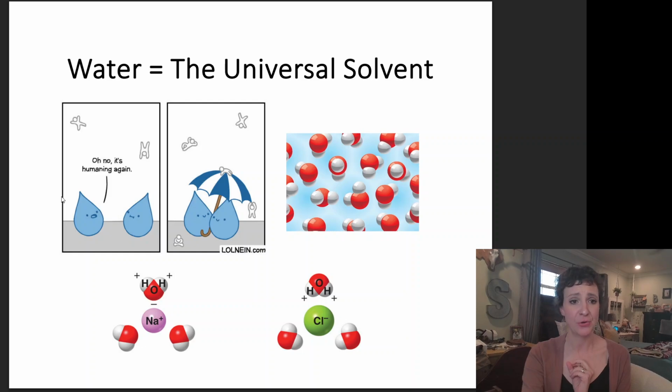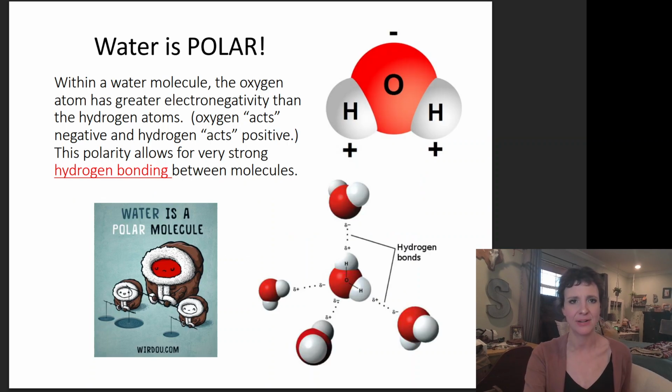Why? First of all, here's a cute cartoon. It's two little water droplets. And it says, oh no, it's humaning again. There's little humans falling from the sky. It's not raining, it's humaning. It's not funny, but I enjoy it.